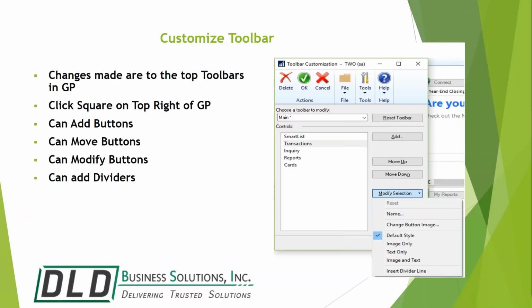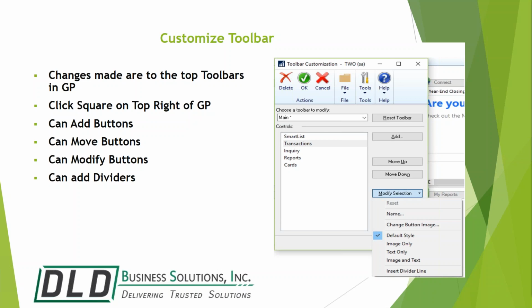So first we're going to look at how to customize your toolbar. Changes are made to the top toolbars in GP. You can also click a little square on the right of GP, top right, and I'll show you that in just a second. You can add buttons here, you can move buttons around, you can modify buttons, and you can also add divider lines.